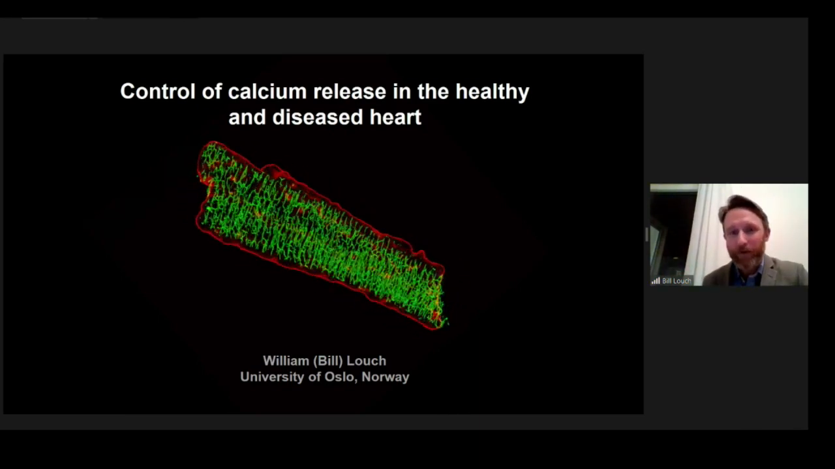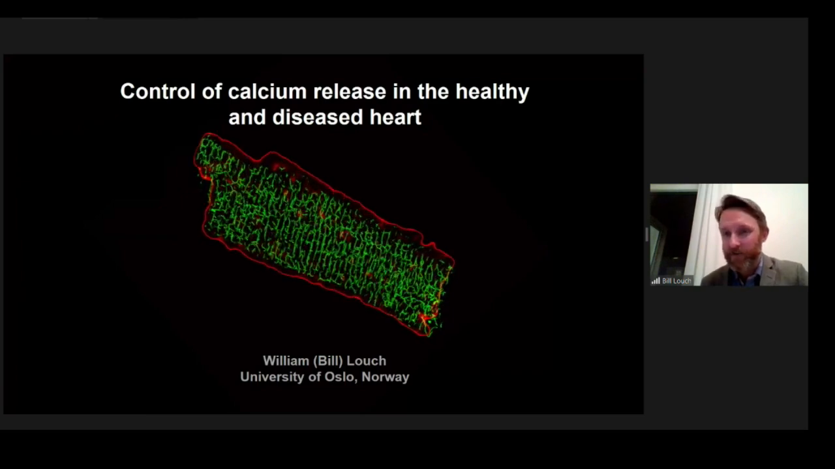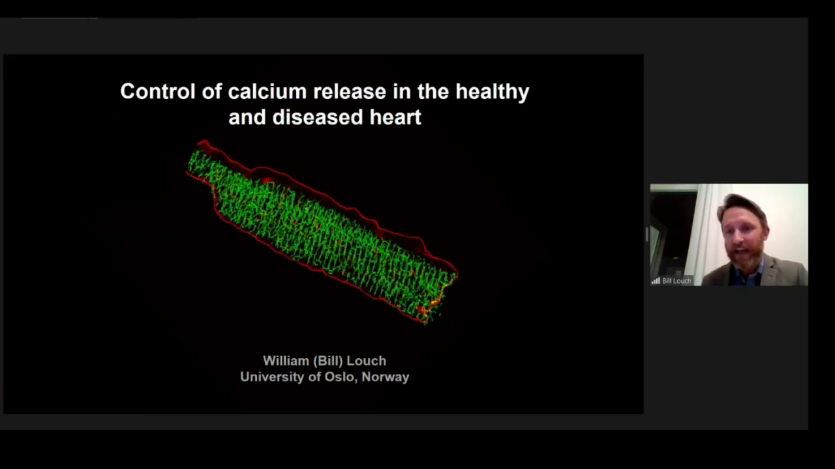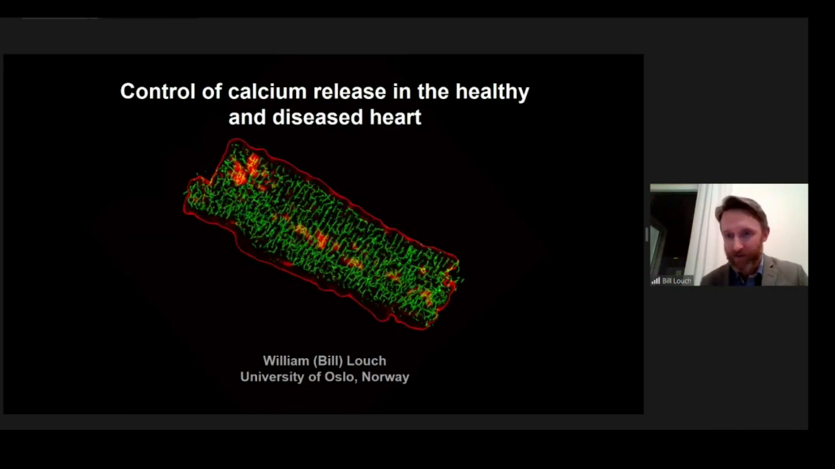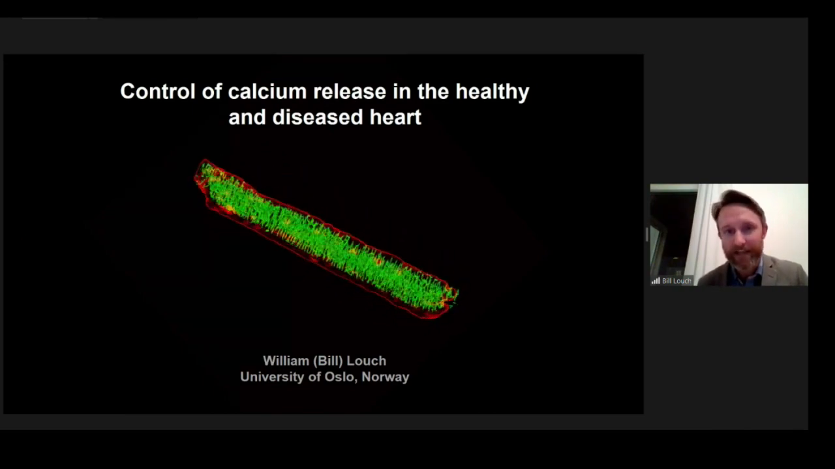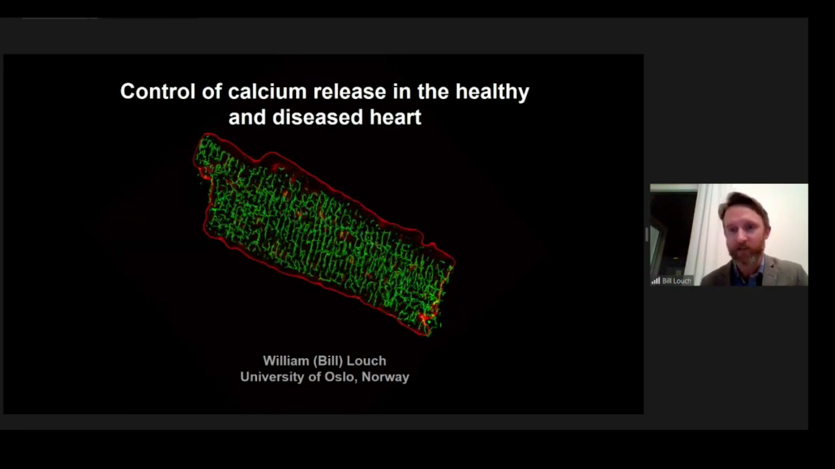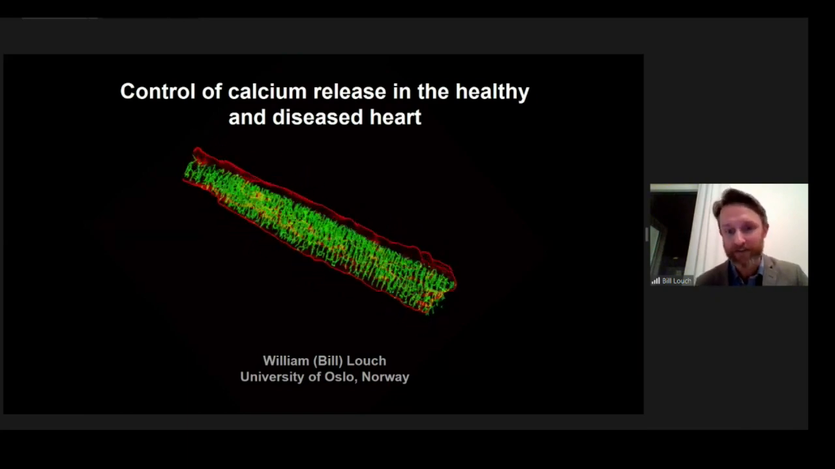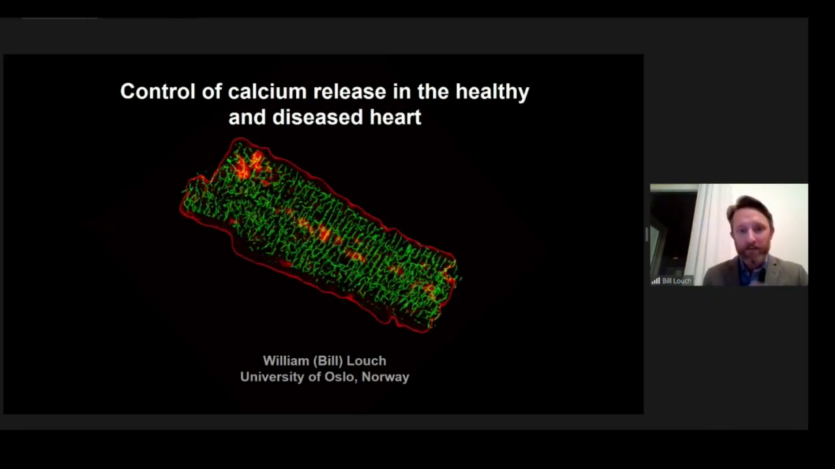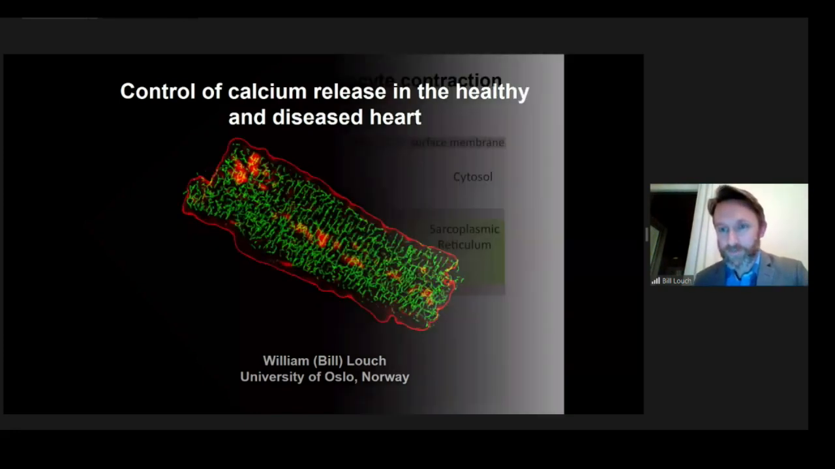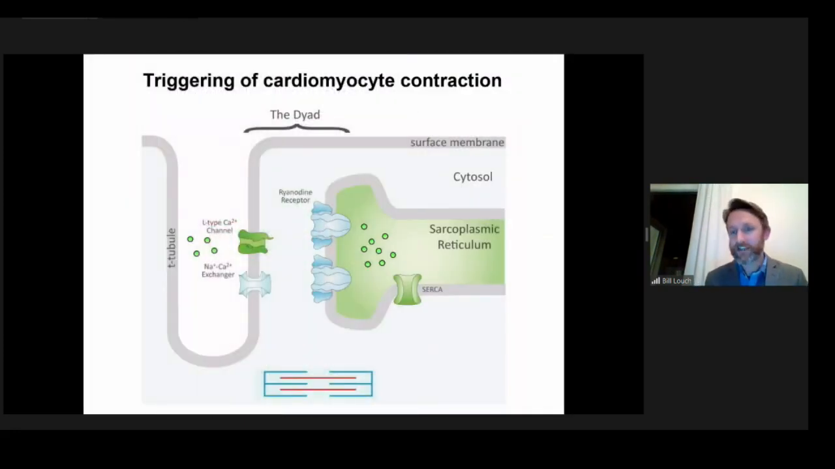In my group, we work in cardiomyocytes, which are cardiac muscle cells, and we are really interested in their structure and how it controls calcium homeostasis, how it works in the healthy situation, and how it's changed in disease. So, to understand how calcium moves around, I have this simplified diagram. This is how contraction is triggered in the cardiomyocyte.